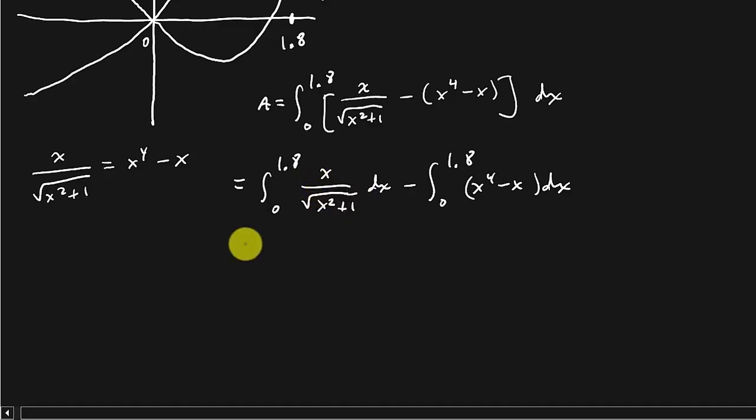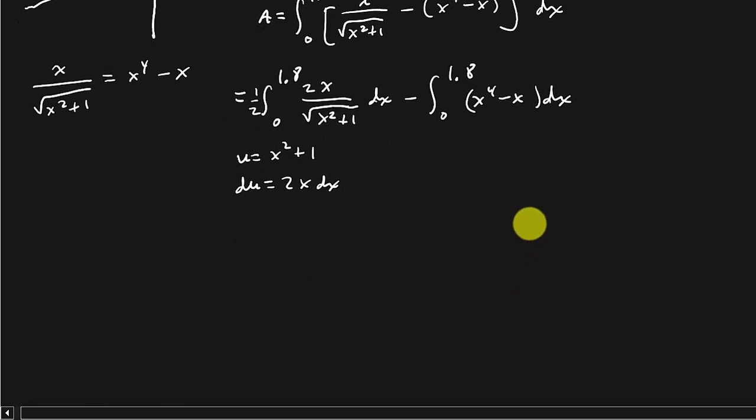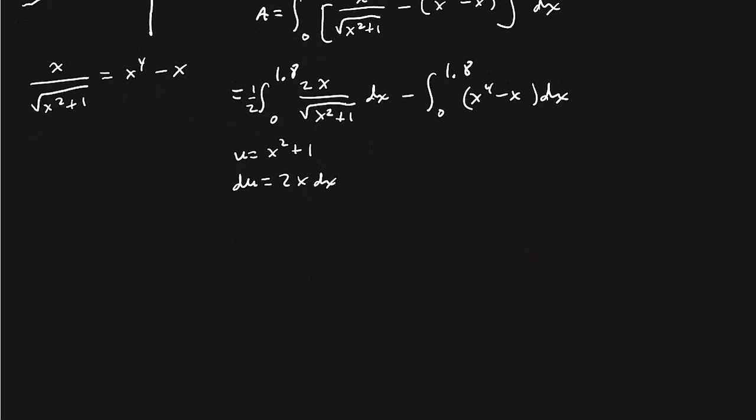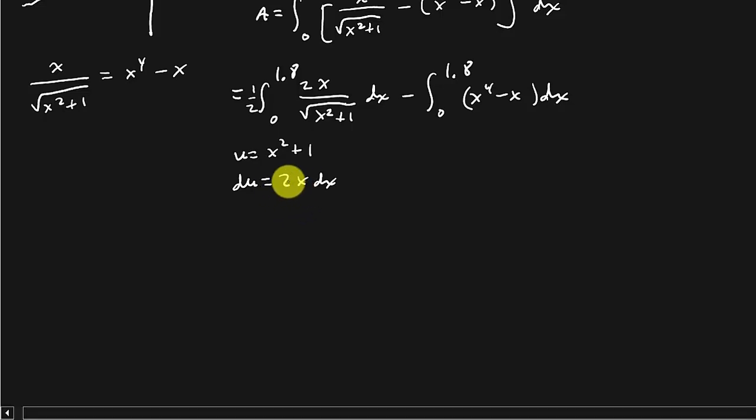For the first integral, we're going to let u equal x squared plus 1, and du is equal to 2x dx. You can see we have the x up here, so we're going to have to multiply by 2, come out here and multiply by a half. If you need to know how to integrate using u substitution, just look in my calculus lecture playlist or search my YouTube channel for u substitution.